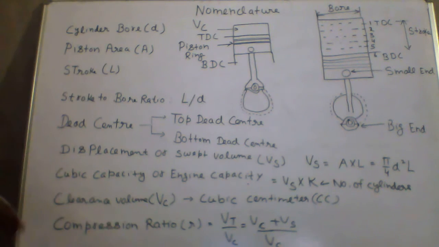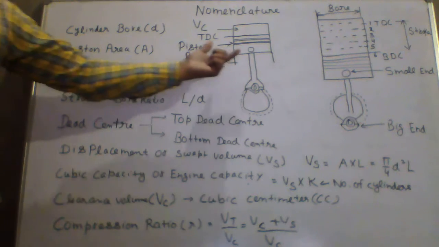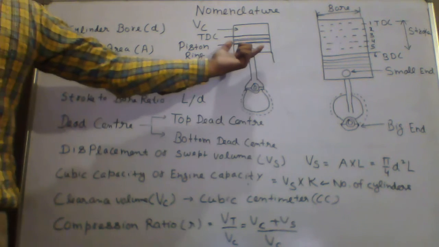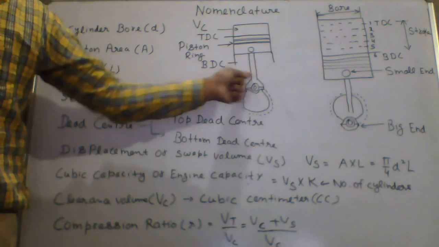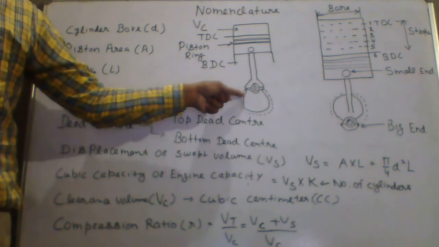Good morning. Today we'll start with the nomenclature of internal combustion engine. This is our cylinder block. This is your piston. This is connecting rod. This is crankshaft. Okay.